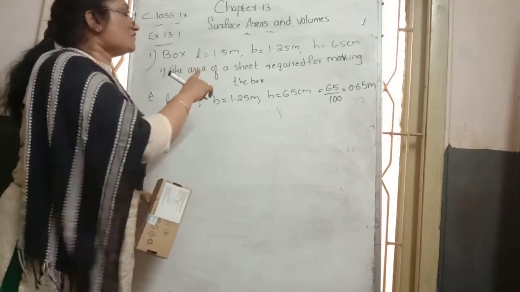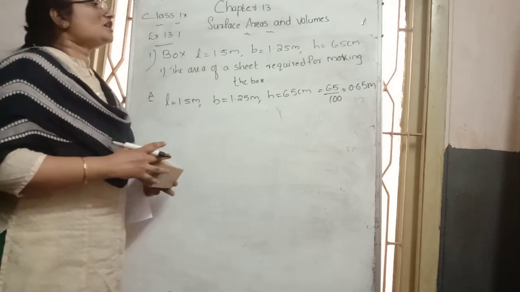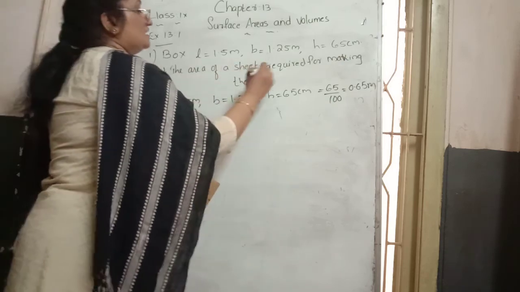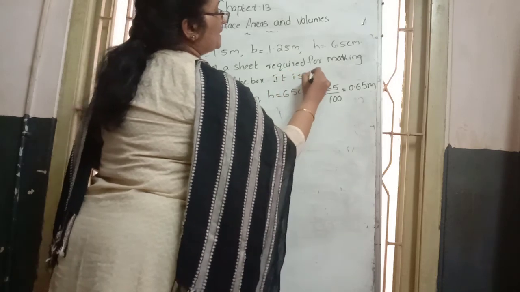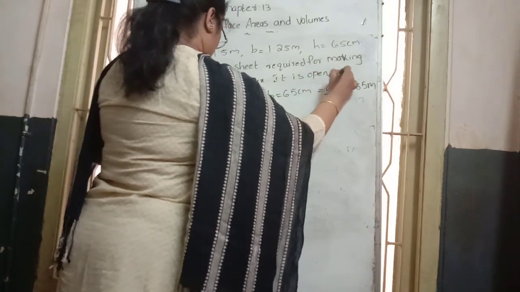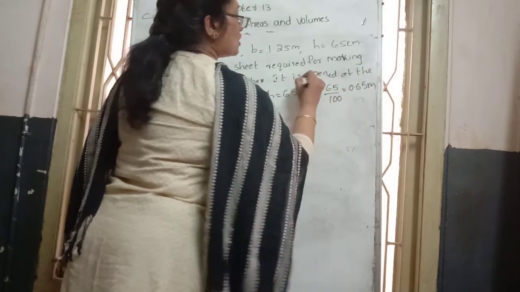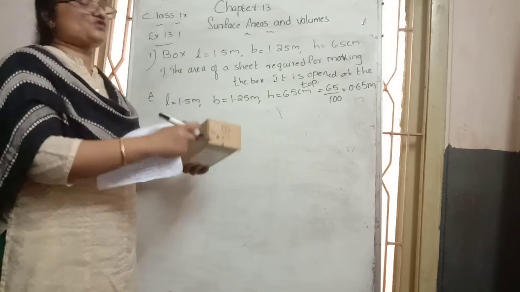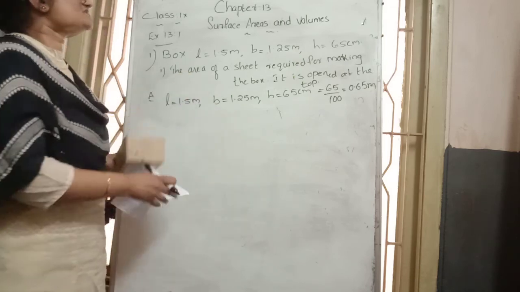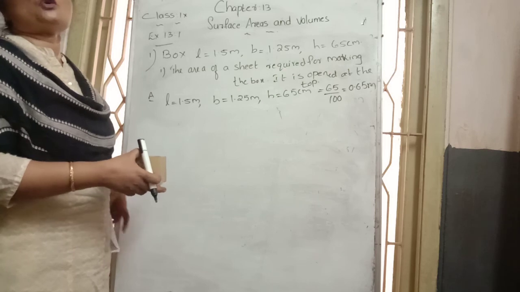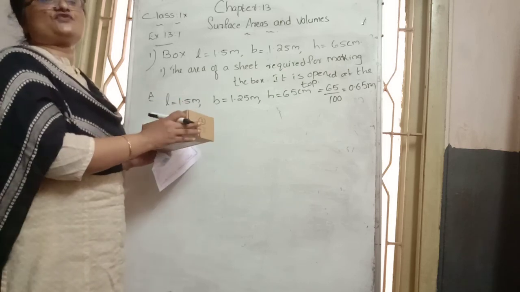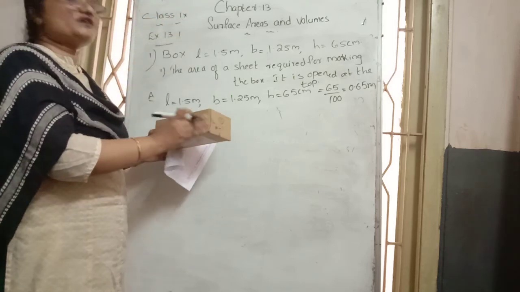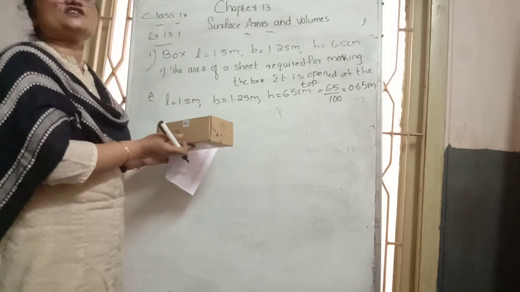Then next, what is the area of sheet required for making the box? One more thing they have given is that it is open at the top. Top of that box is open. That means this box's top part is opened. So top part opened means how many faces does it have? We already know there are 6 faces. In that 6 faces, the top face is opened. Remaining how many? 1, 2, 3, 4, 5 faces only.